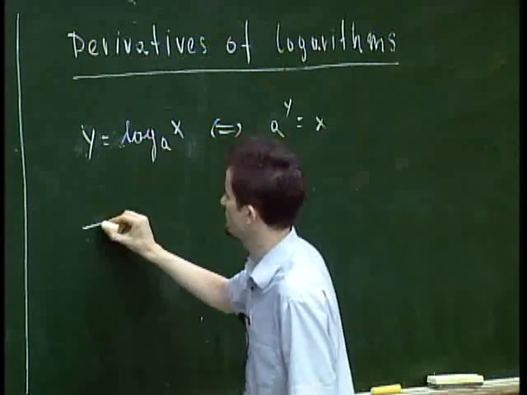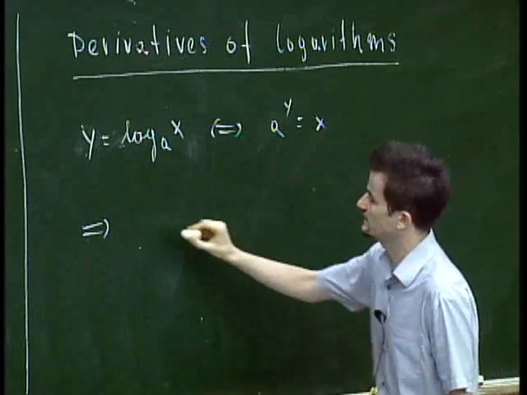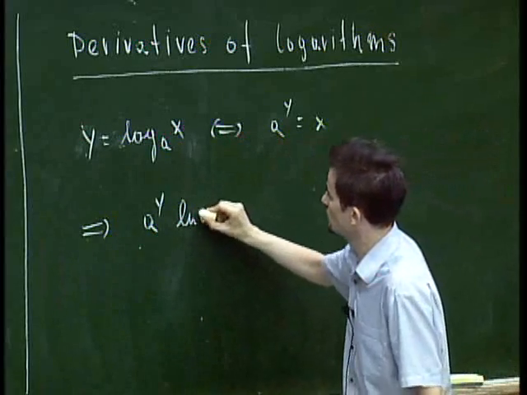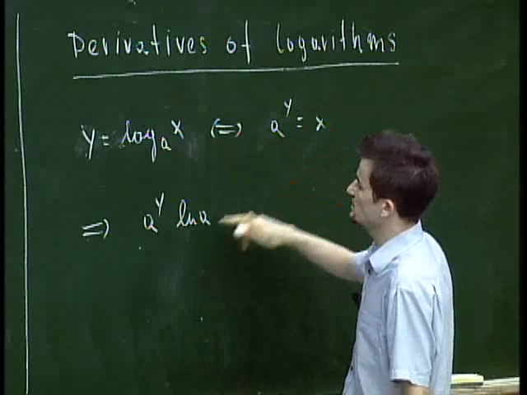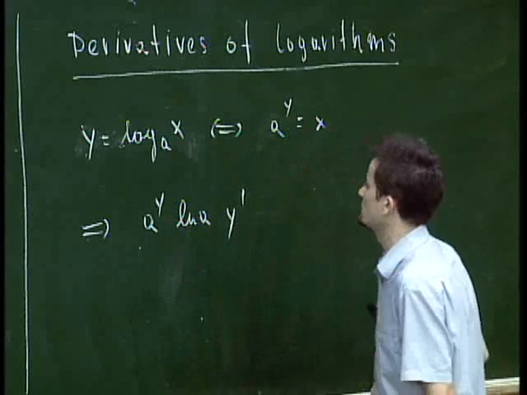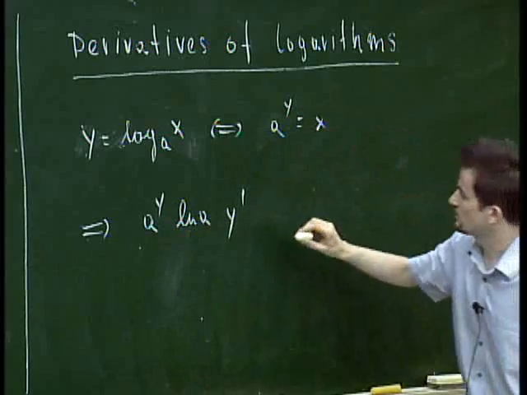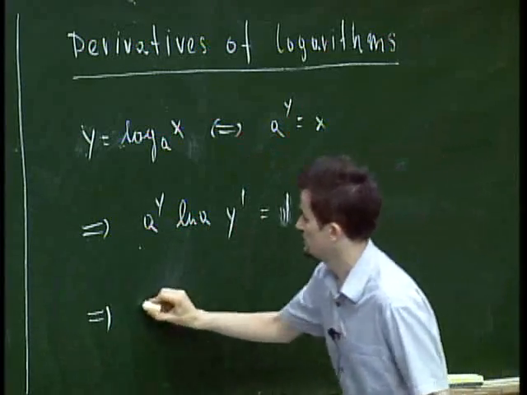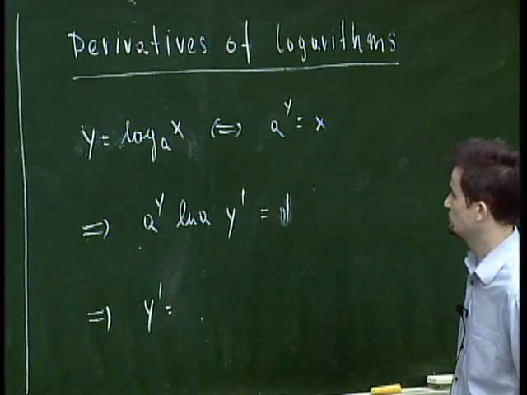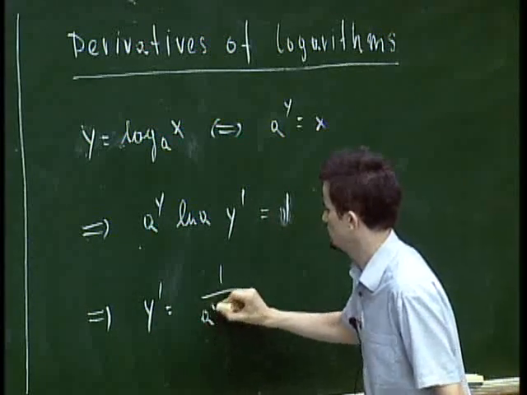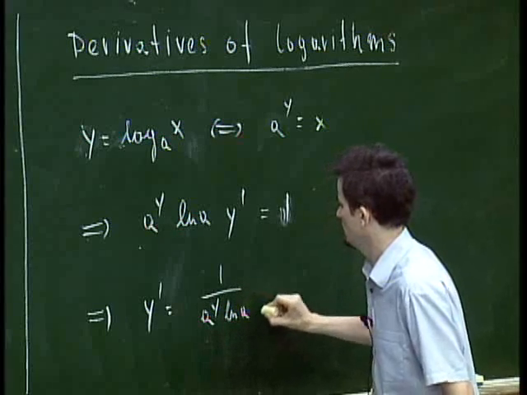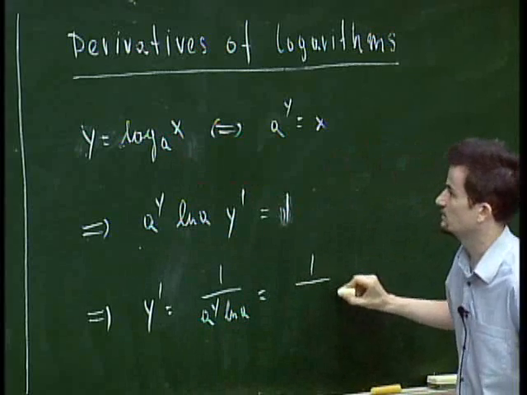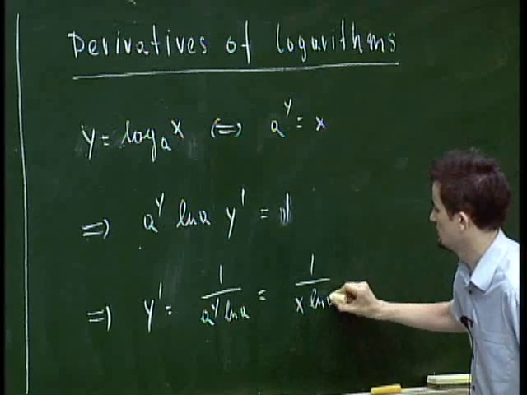So you can apply the method of implicit differentiation here, and you get that the derivative of the right-hand side, which, as we already know, is a to the y ln a, times the inner derivative is equal to 1. Similarly, y prime is equal to 1 over a to the y ln a. So if we plug in the original function, we get 1 over x ln a.